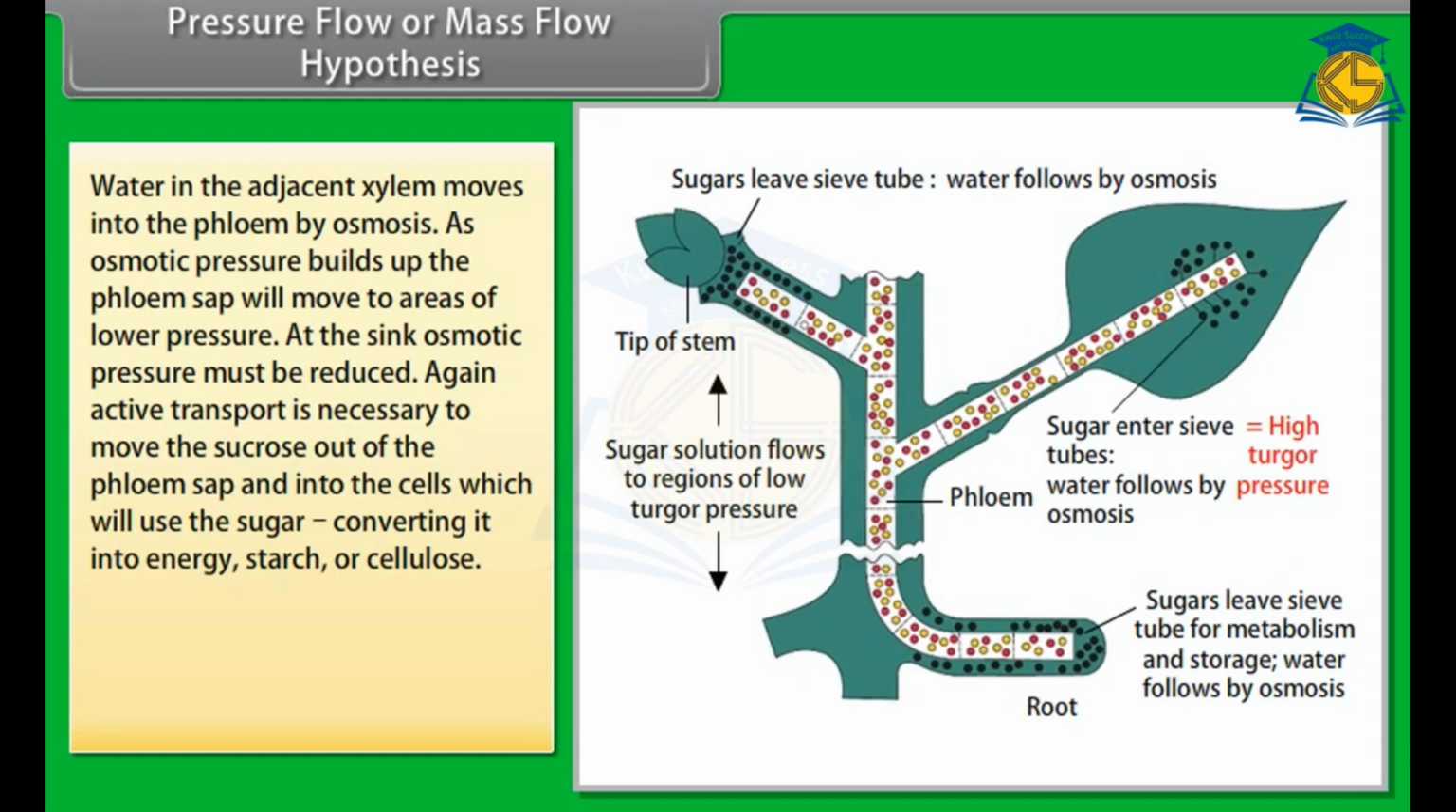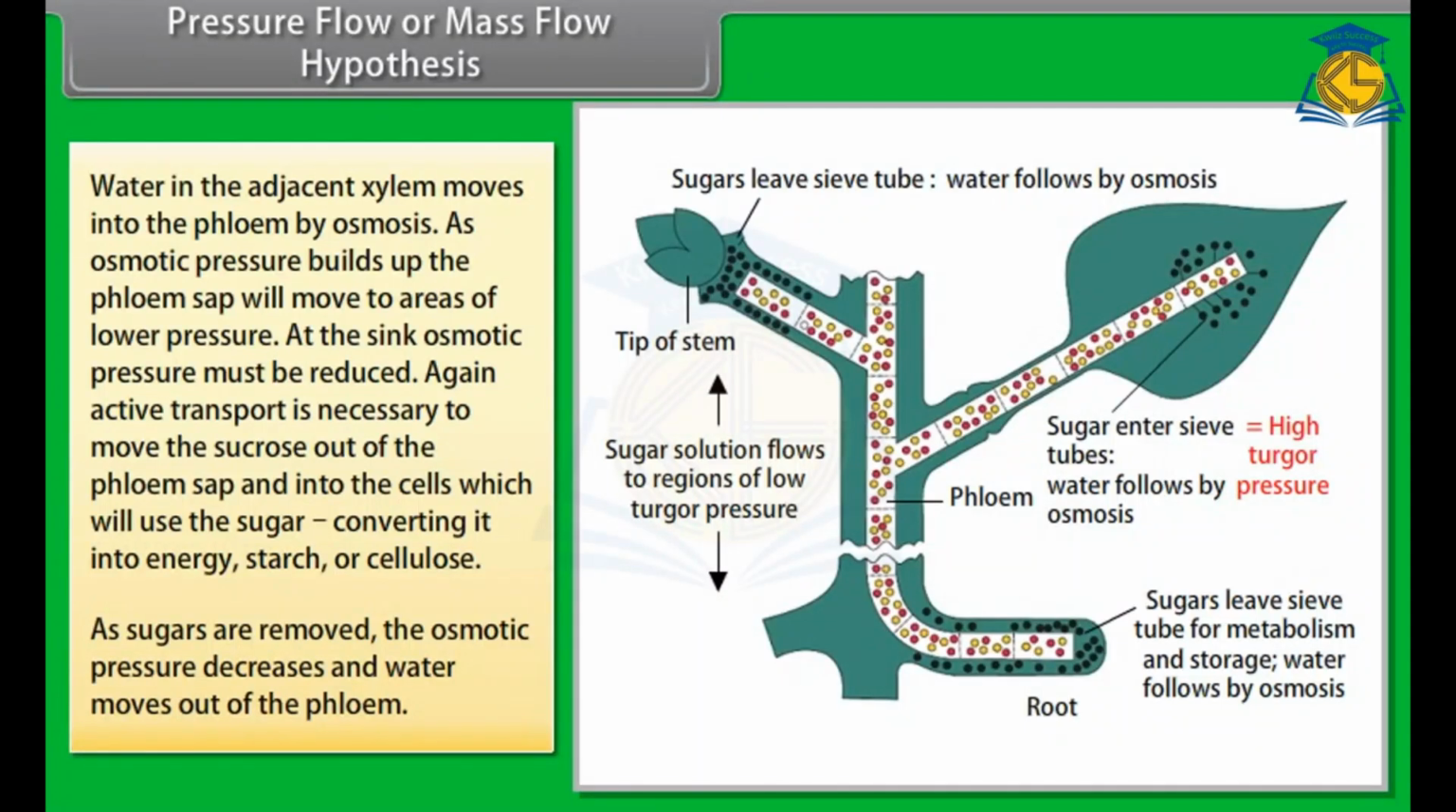Again, active transport is necessary to move the sucrose out of the phloem sap and into the cells which will use the sugar, converting it into energy, starch or cellulose. As sugars are removed, the osmotic pressure decreases and water moves out of the phloem.